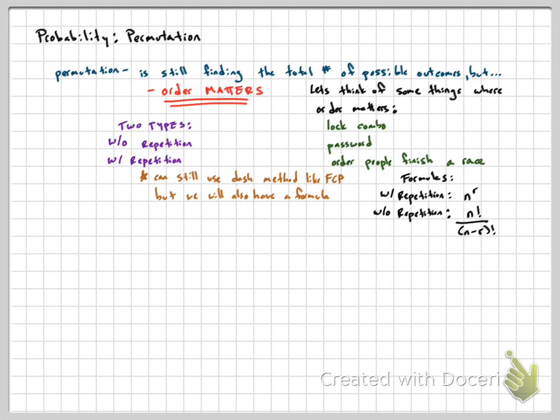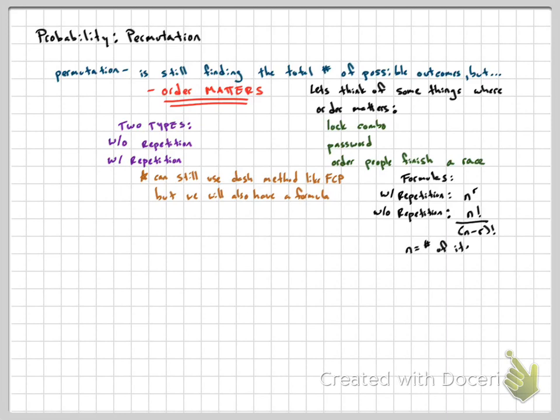So remember, factorial means whatever that number is, like say 5. 5 factorial is shorthand for 5 times 4 times 3 times 2 times 1. So that's what factorial means. If it was 10 factorial, it would be 10 times 9 times 8 times 7 times 6 times 5 times 4 times 3 times 2 times 1. Again, that's why sometimes it's going to be nice to have the factorial button. So, what do n and r mean? These definitions are going to be very similar to the dash method.